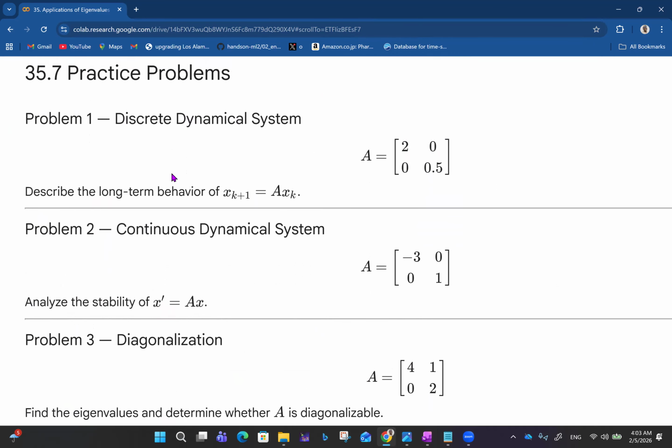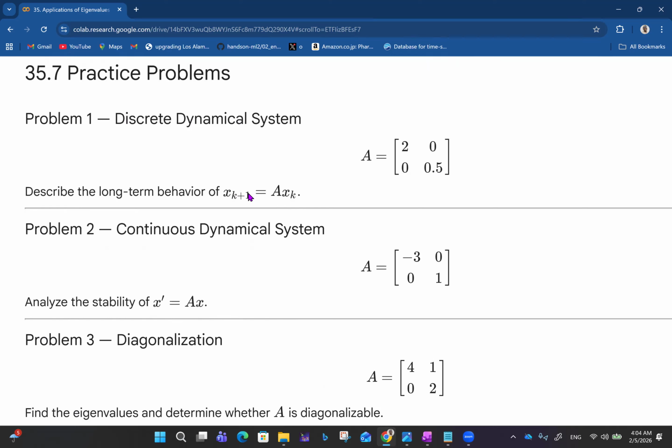Okay. So check out these problems and try them out. You've seen how to go about them already. So at the end, just look for the eigenvalues. The eigenvalues are always obvious here, like 2, 0.5. So describe the long-term behavior of this. Well, I mean this system is going to explode because both eigenvalues are positive.